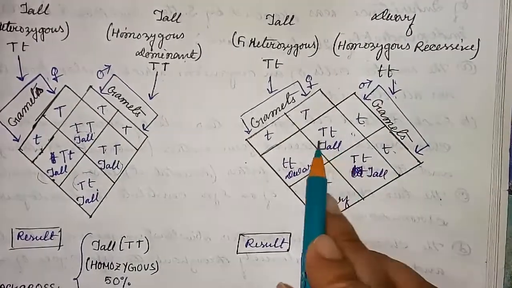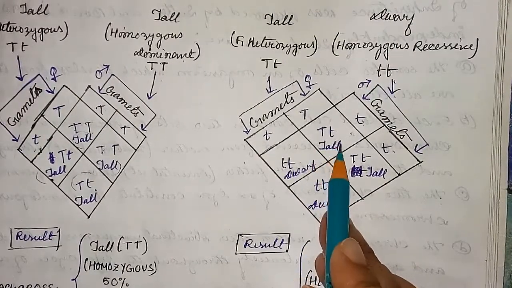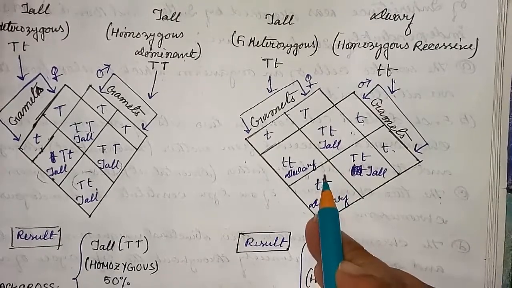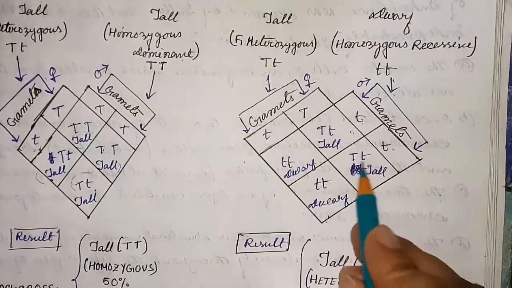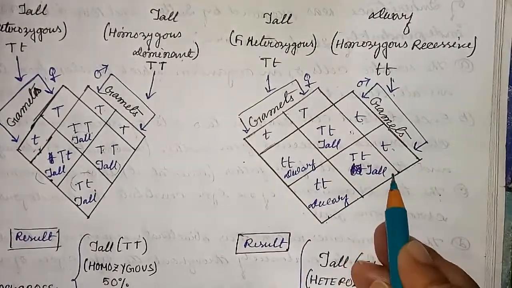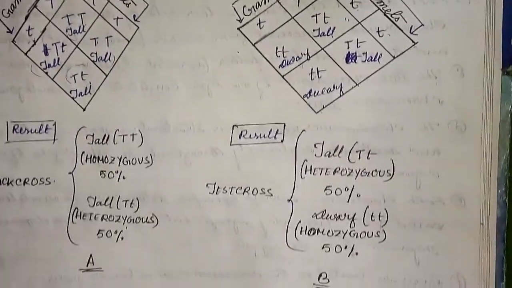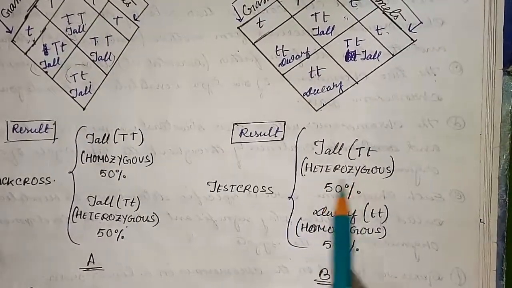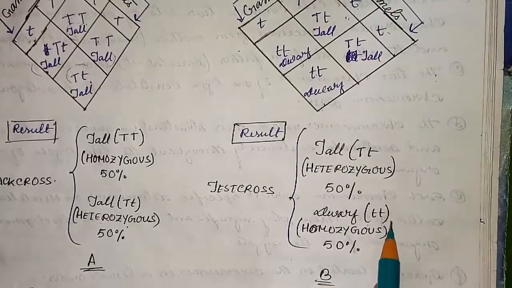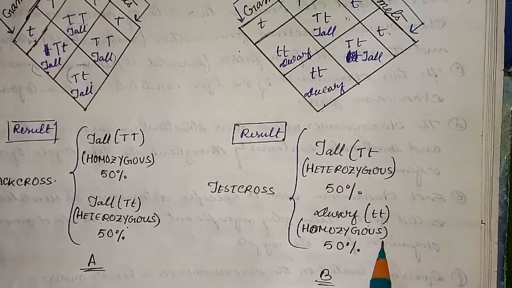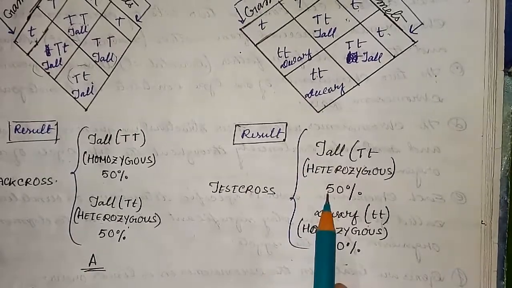So now the result is capital T small t, which means the tall plant. What kind of tall is it? Heterozygous tall plant. Now next, small t small t, that is the dwarf plant, capital T small t, which is a heterozygous tall plant, and small t small t, which means the dwarf plant. So now the result is tall, that is heterozygous tall, capital T small t, 50%, and the dwarf, that is small t small t, which is homozygous, also 50%. So it is the result of test cross.